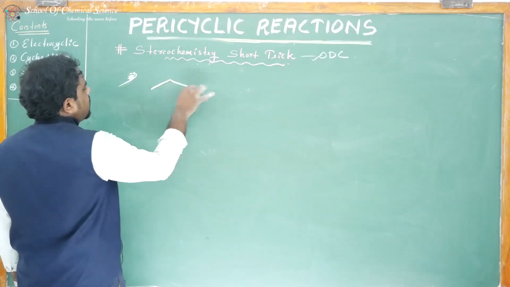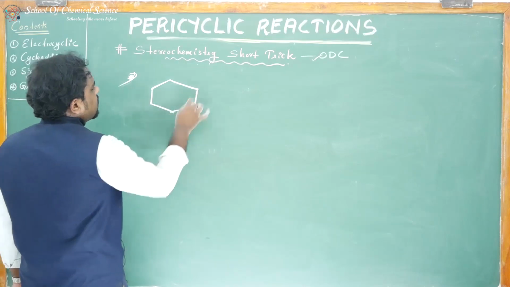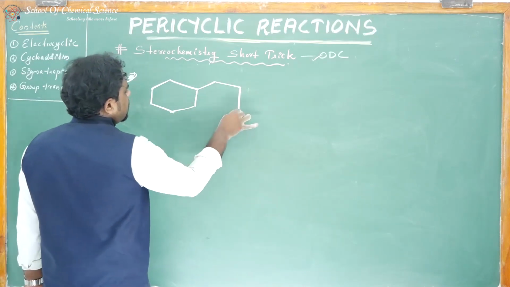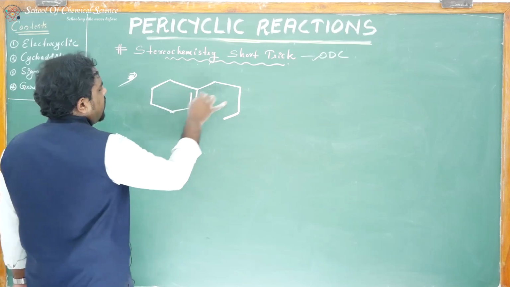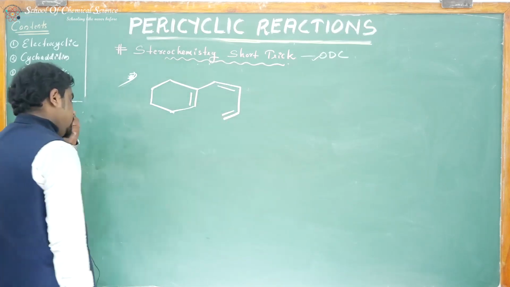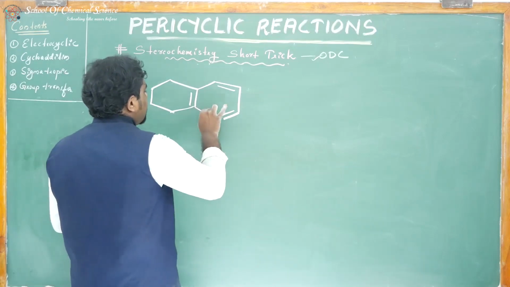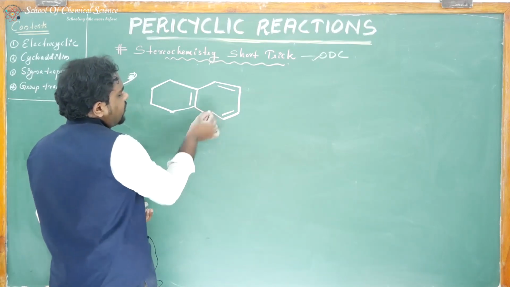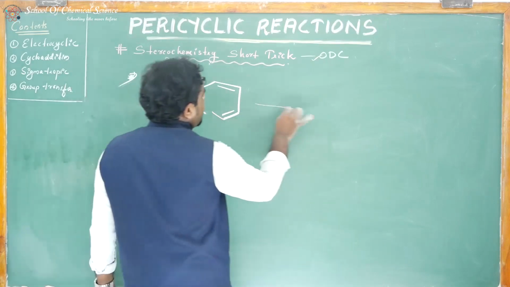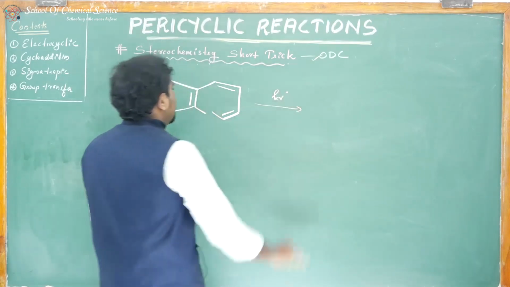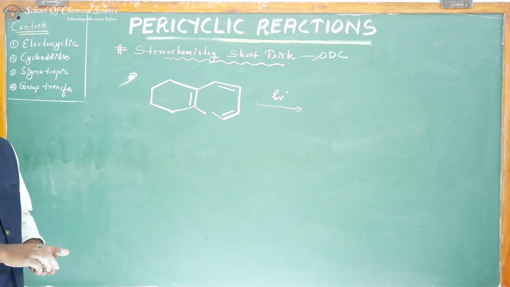Eighth one: double bond, single bond, double bond, single bond, double bond. Here a methyl group is there, a methyl group, here a methyl group is there. Condition: photochemical. Find the product and predict the stereochemistry.